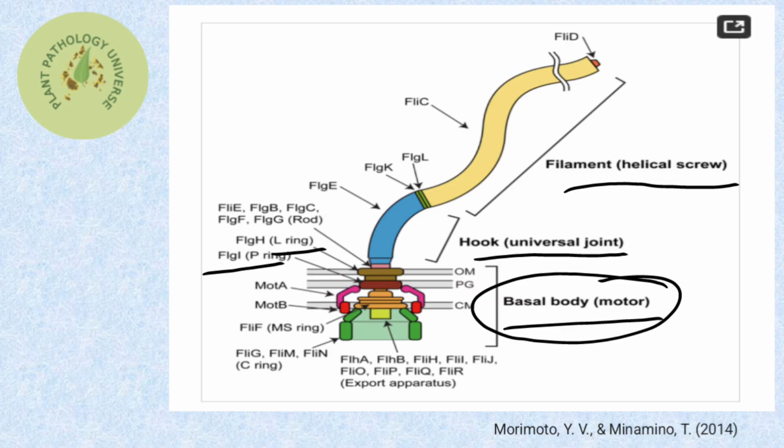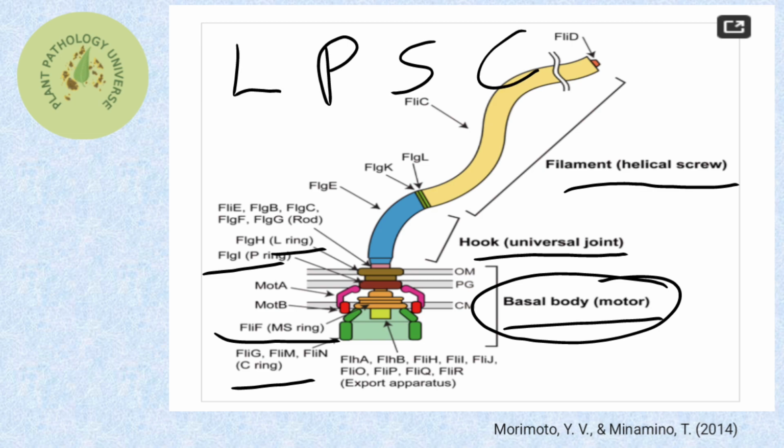That is why in gram negative bacteria, all four rings are present: the L and P rings, which are attached in the outer membrane, and the MS and C rings, which are attached inside the cytoplasmic membrane, right? This you have to always remember. There are four rings: L, P, MS and C. Among these, the L and P rings are present in gram positive bacteria, but the L, P, MS and C rings, all four types, are present in gram negative bacteria, right?